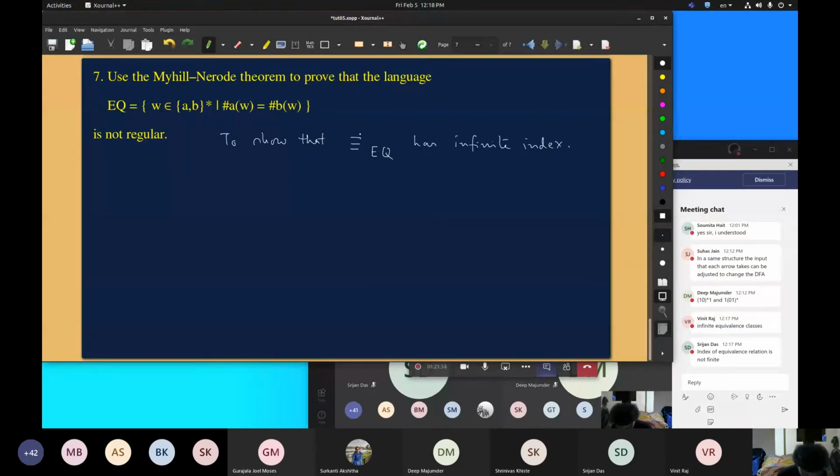Good. So that is the way we should proceed. But what do the equivalence classes look like? Once we understand what these equivalence classes look like, we can say there are infinitely many of them. So what are the equivalence classes?